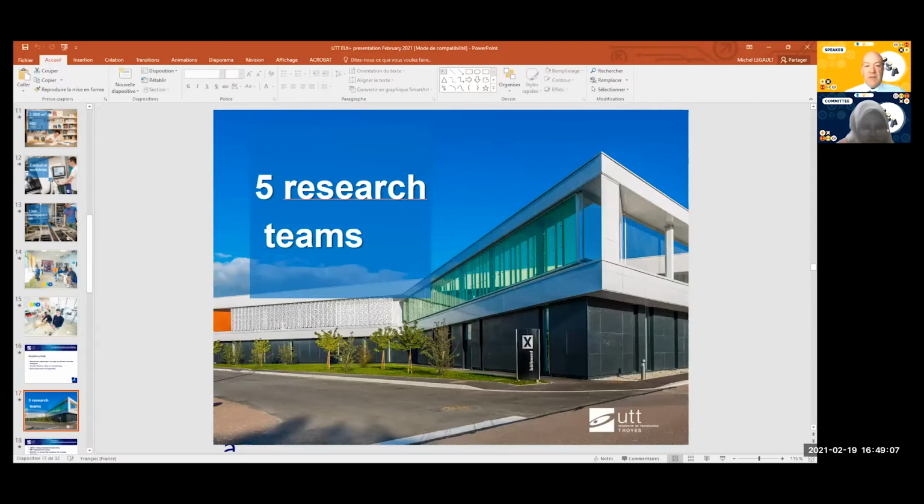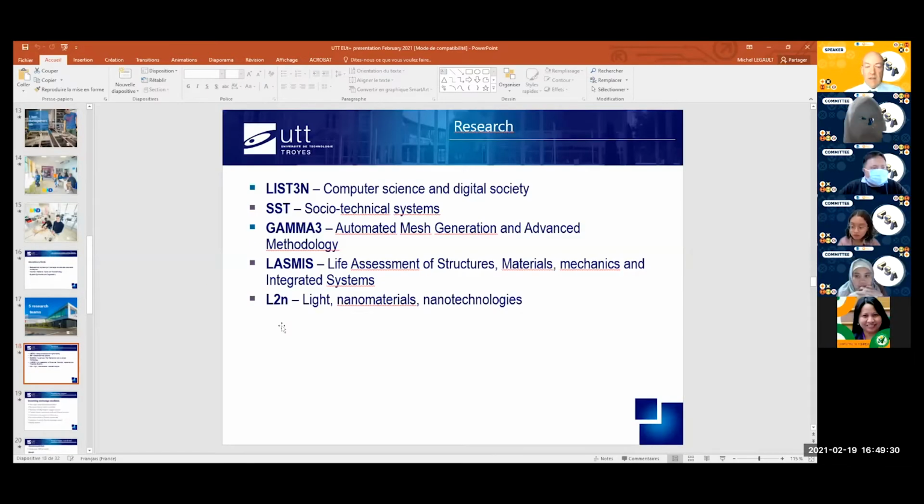Our premises for research. This is the latest laboratories that were open in 2016. We have 5 research teams there, and in these we have 8 clean rooms. So all the space is dedicated to research. These are the different teams that will do research with their specialization. So we have about 250 faculty members that do research.